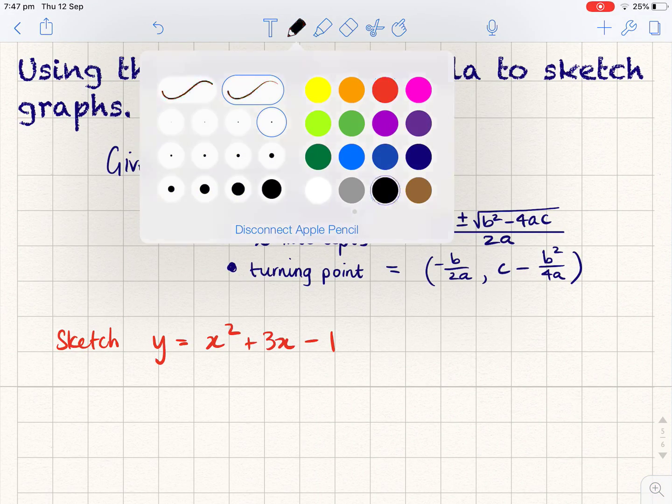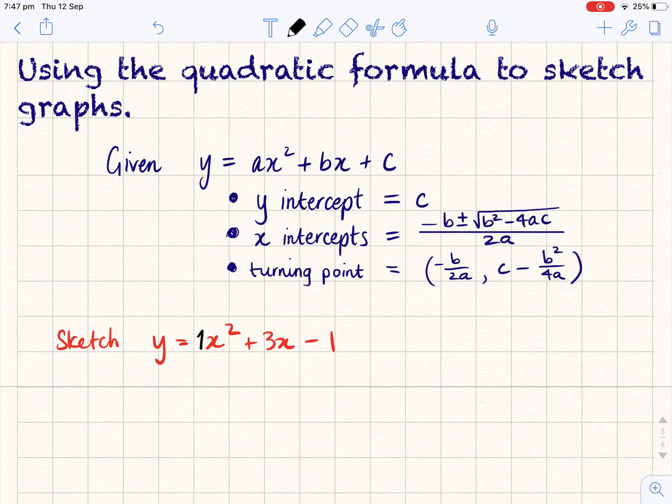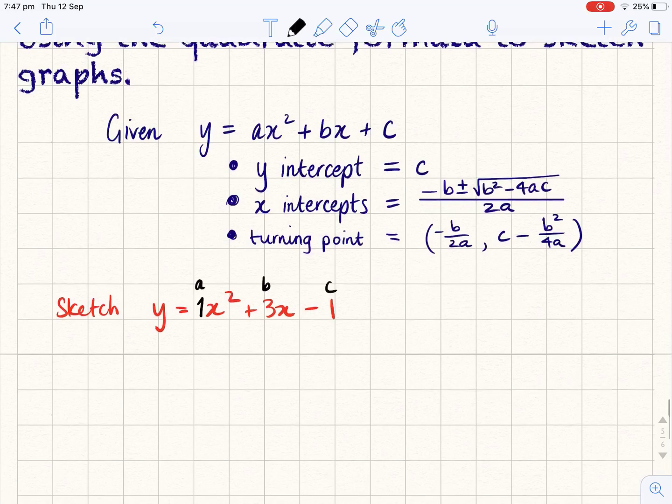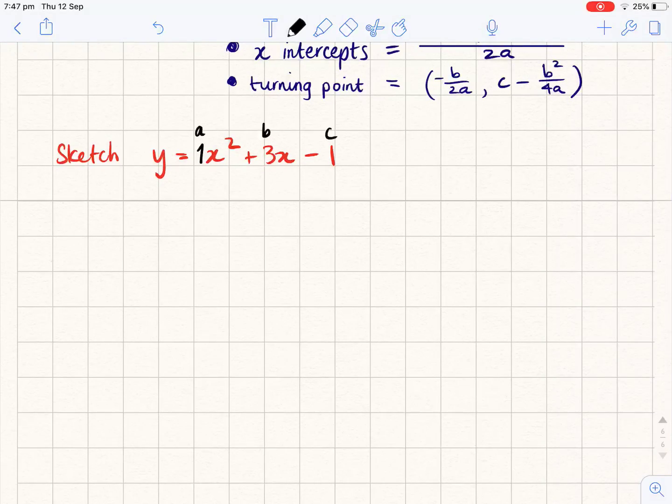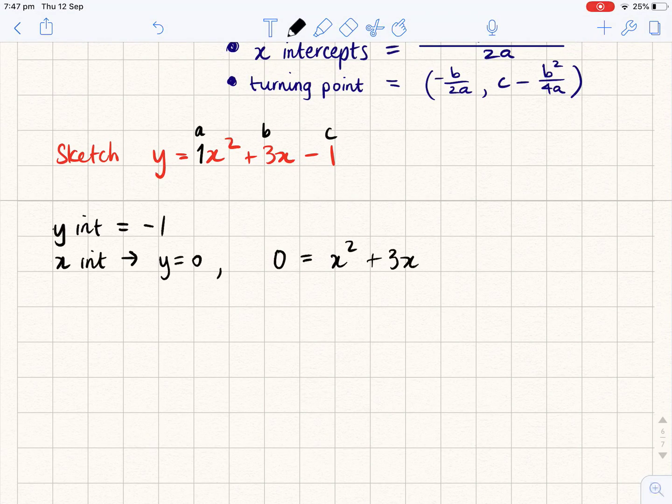Okay, what I like to do is always label in the ones just to remind me where it is, and then quickly write next to each of these values whether they are a, b or c. Now straight away I can look at this equation and I know that the y-intercept is equal to -1. The x-intercepts always occur when y equals 0, and if y equals 0 then I create the expression 0 equals x squared plus 3x minus 1. So this is where my expression is equal to 0. This is when I can use the quadratic formula.